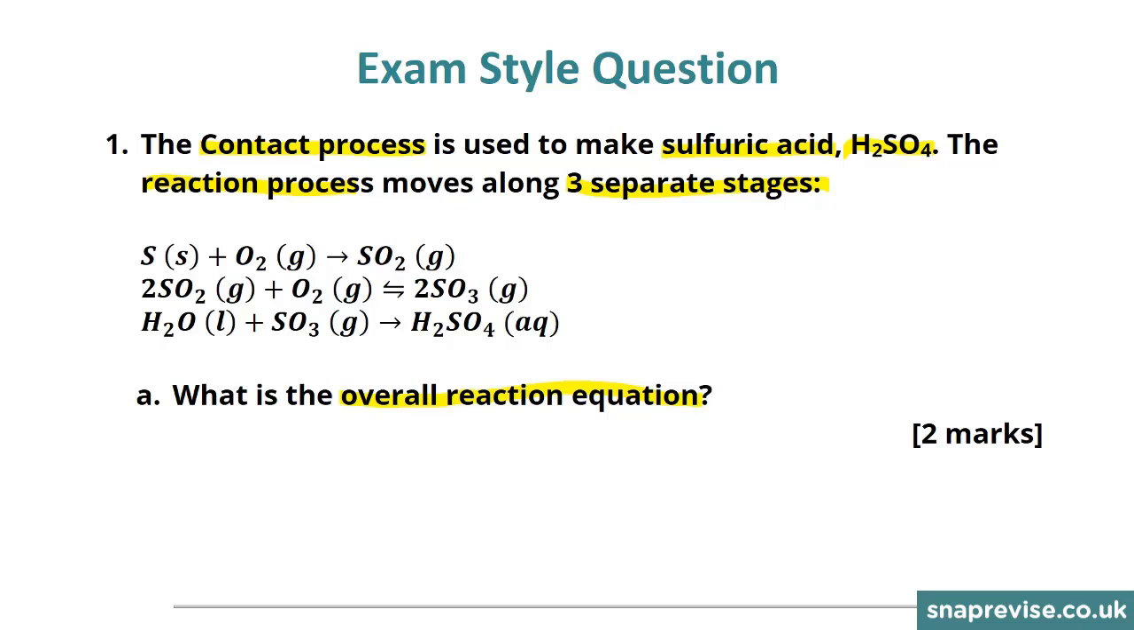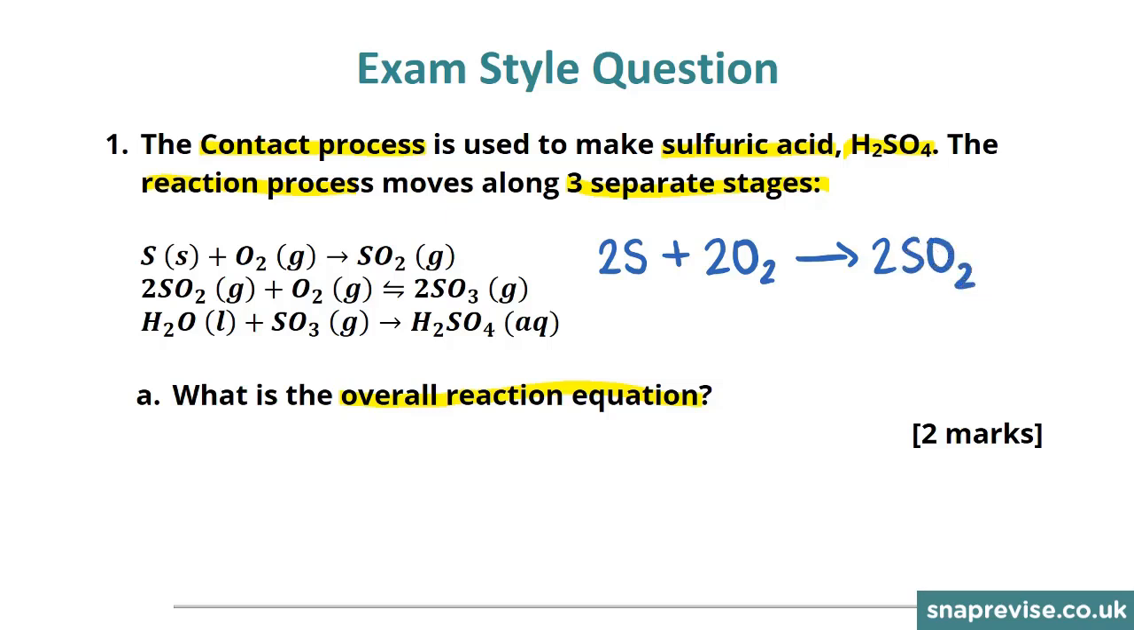We can obtain an overall reaction equation by adding together the equations for each of the three separate stages. In order to do this, we need to make sure that we're balancing as we go. For example, in the first reaction, we produce one molecule of sulfur dioxide from one atom of sulfur and one molecule of oxygen. But then in the second part, we're reacting two molecules of sulfur dioxide. We therefore need to double our first equation in order to produce two molecules of sulfur dioxide, and we can achieve this by reacting two atoms of sulfur with two molecules of oxygen.